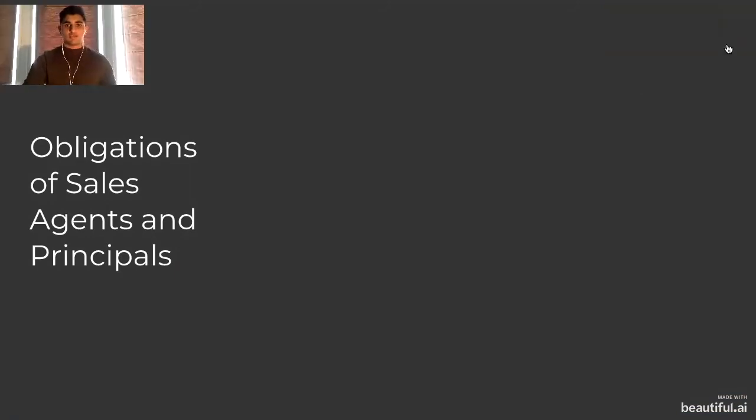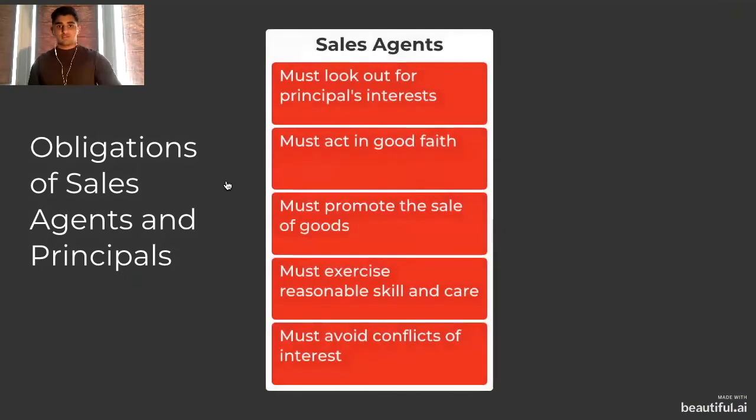Overall, here are the obligations for sales agents. These are some of the things that sales agents need to make sure that they do. They must look out for the principal's interests. They must act in good faith. They have to promote the sale of the goods as well as market them. They have to exercise reasonable skill and care, and some legal jurisdictions have diligence on there as well. And they have to avoid conflicts of interest. There's a number of other obligations as well, but these are a general list of things that the sales agent has to do in law.